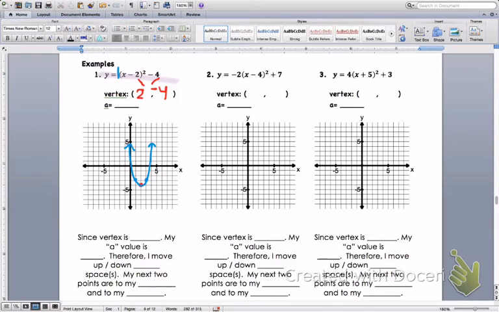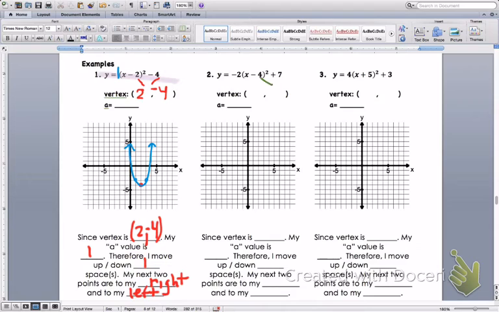Alright, now that I have my parabola graphed, I'm going to fill in the blanks down here. Since the vertex is 2, negative 4, my A value is 1. Therefore, I move up and down 1 value, 1 unit, or 1 space. My next two points are to my right and to my left. So it's just that general order we've been following since we were doing the standard form graphing and discovered what the A value does. Let's go ahead and move on to number 2.